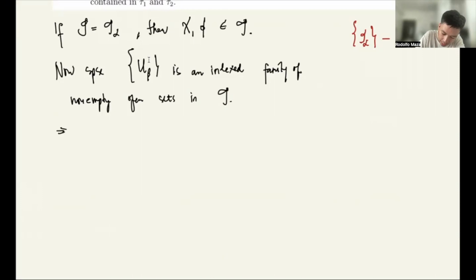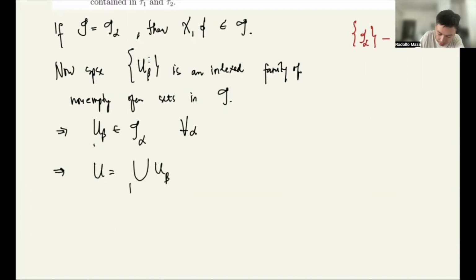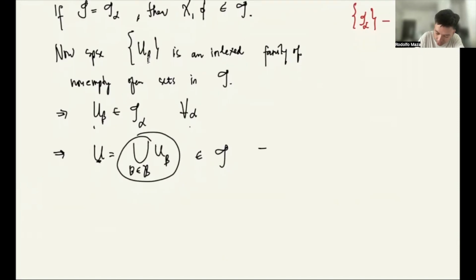So, ibig sabihin pala, U of B is an element of tau sub alpha. And this is for each alpha. Tama? So, your U is equal to the union of U sub B in beta. Ibig sabihin, kasi for all siya, this U here, which is the union sa lahat ng U sub beta, is an element of tau. So, ibig sabihin, U is open. And so, it's that way.